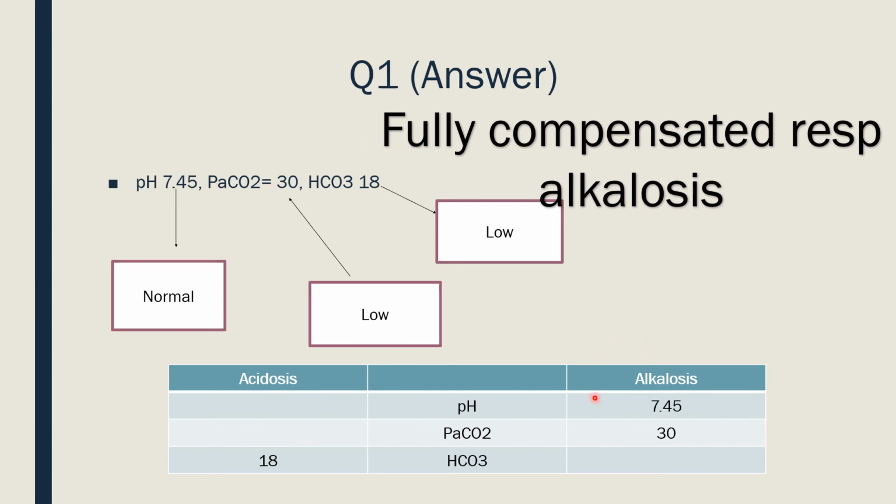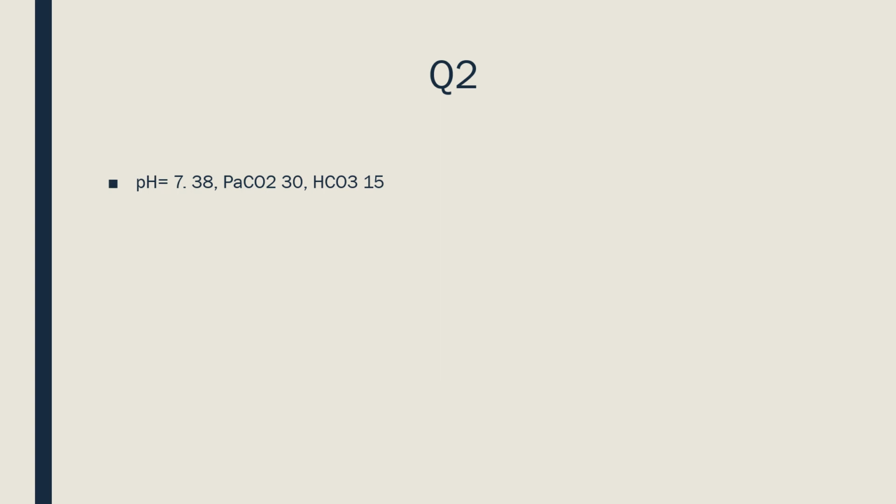As you can see here, this is the answer: fully compensated respiratory alkalosis. And if you notice, the answer can be respiratory or metabolic depending on where the pH is. So wherever the pH is or is close to, that would be the answer. Okay? I hope you notice that. Now, this is the next question, and I want you to put it in your paper. You can pause this video and try to answer it. And when you're ready, you can play this video again and resume.